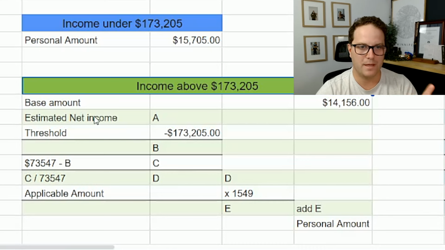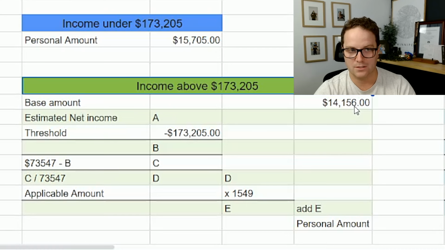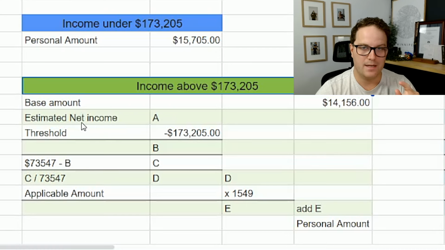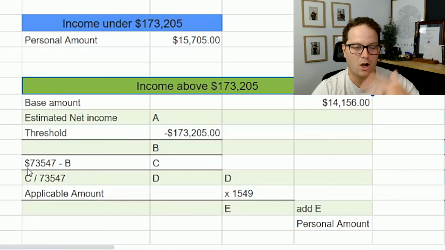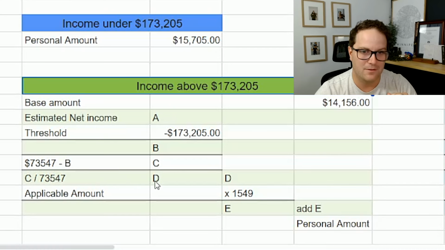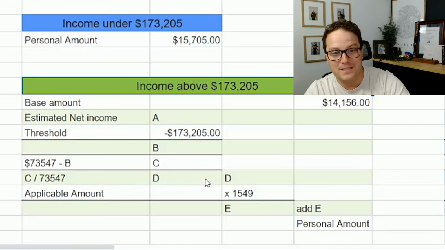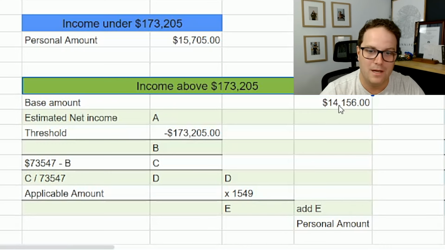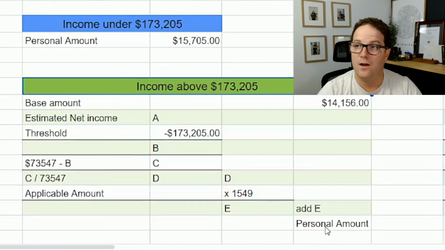So step 1 is that your base amount shifts down from $15,705 to $14,156. Then you take your estimated net income, which we're going to call A. You subtract the threshold of 173 to find B. You then take this arbitrary number, 73,547, and you subtract B from there to find C. You then divide C by 73,547 to find D. And then you multiply D by 1549 to find E, and then you add E to the new base personal amount to find your personal amount.